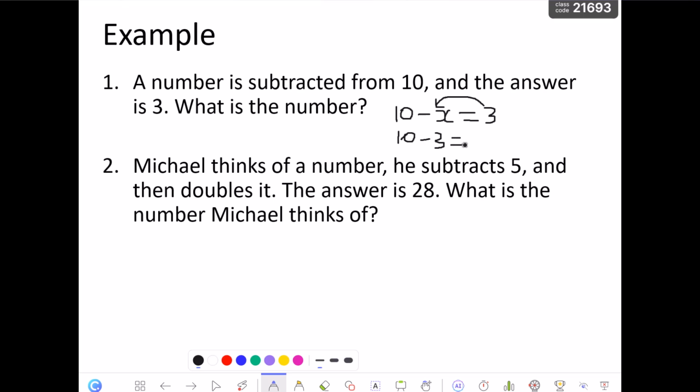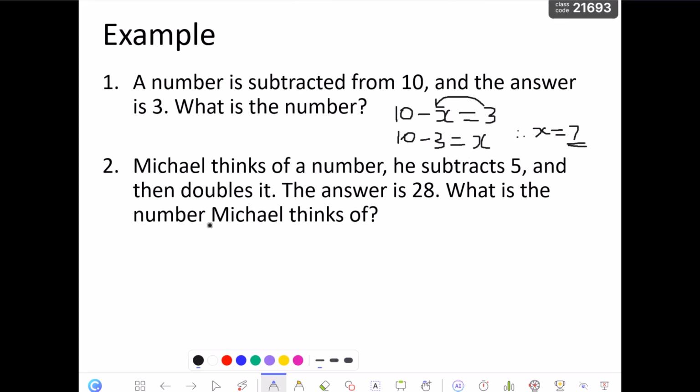Then if your x crosses over to this side, negative x will become positive x on this side. So the final answer will be 10 minus 3, that is 7. So therefore x is equal to 7. So this is the answer to question 1. So let's go to question 2.